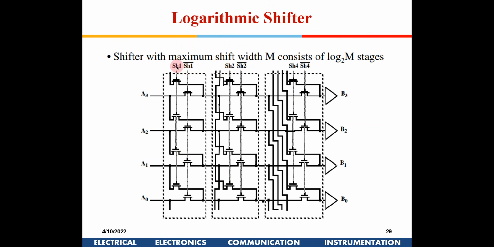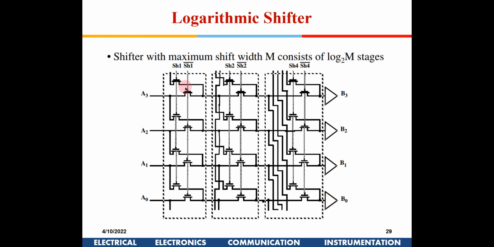So suppose it is 0 0. There are 2 lines here, shift 1 and shift 2, and let's just talk about the 2 bits and try to understand the operation. If both shift 1 and shift 2 are 0 0, then you have A0. This bar line will be high here, because this is 0, and this shift 2 bar line also will be high. So this transistor will also be on. So A0 is coming straight away to B0.